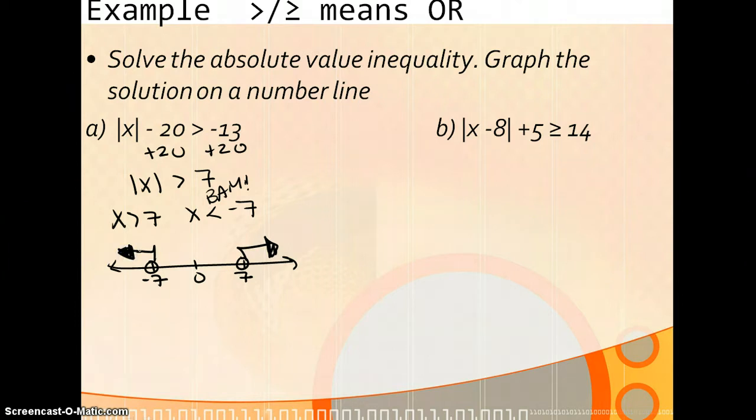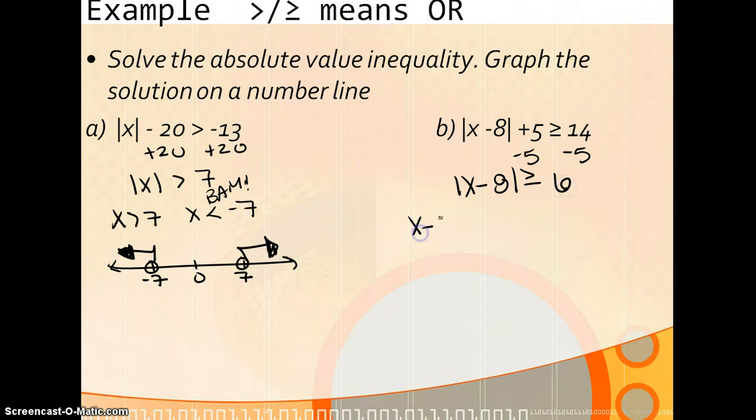So for B, the absolute value of x minus 8 plus 5 is greater than or equal to 14. You need to, again, start by isolating the absolute value. So we're going to start by subtracting 5 from both sides and get the absolute value of x minus 8 is greater than or equal to 6.